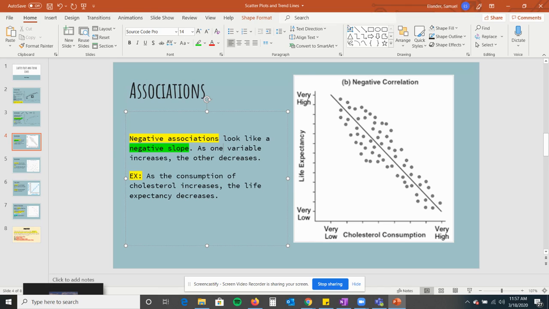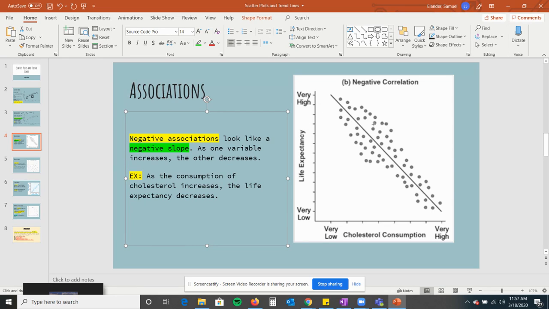Do we notice any obvious outliers? Not really, right? Maybe there's one here or there, but it's all together in one clump, one cloud, so to speak, and it's a pretty obvious trend. Okay, and again, the X affects the Y. And for negative correlation, as the X increases, the Y decreases.